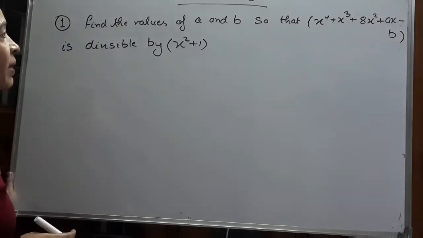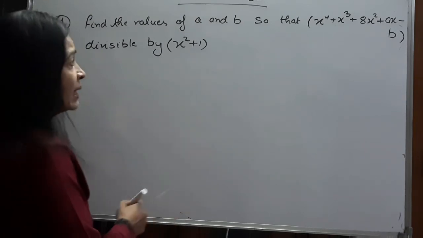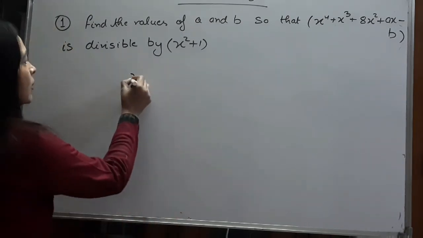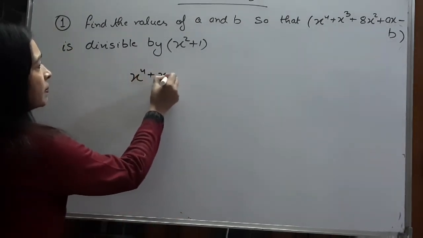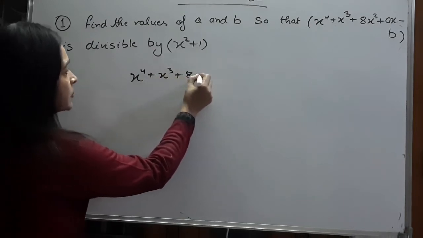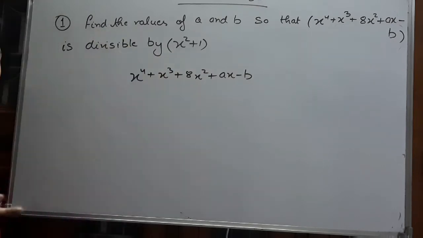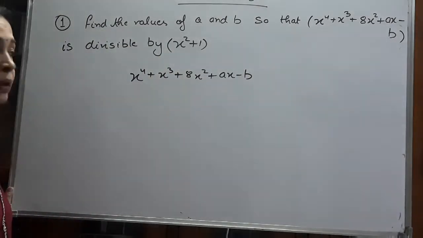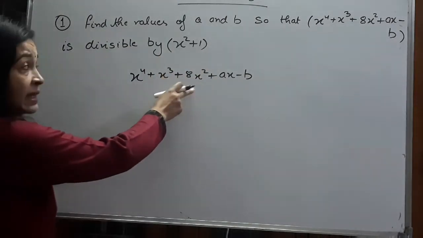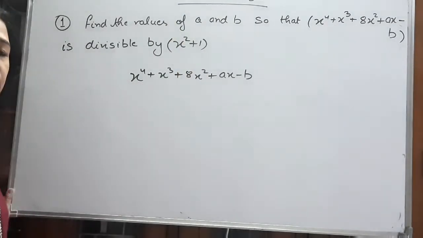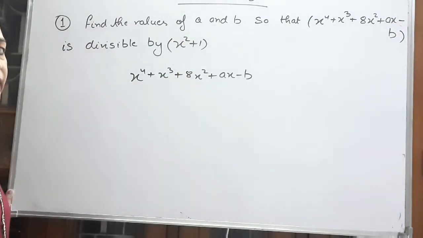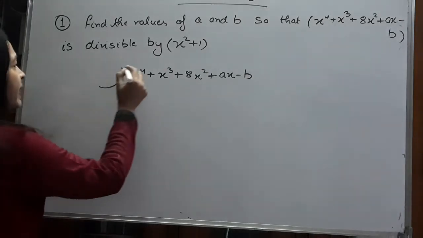Find the value of a and b so that the polynomial x to the power 4 plus x cube plus 8x square plus ax minus b is divisible by x square plus 1. If this polynomial is divisible by x square plus 1, it means the remainder will be 0. Let's divide.